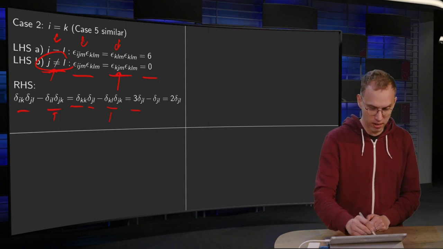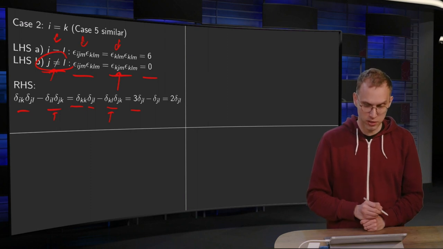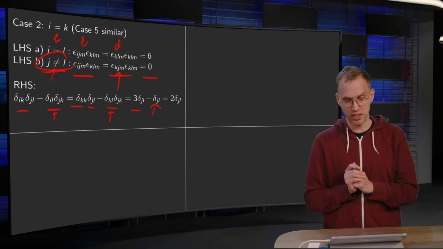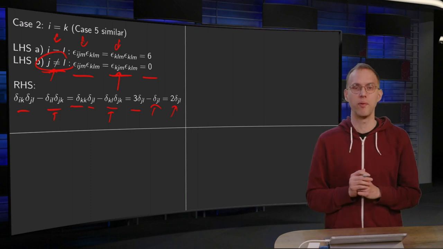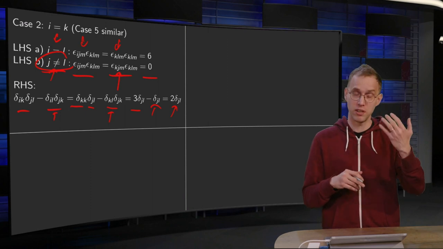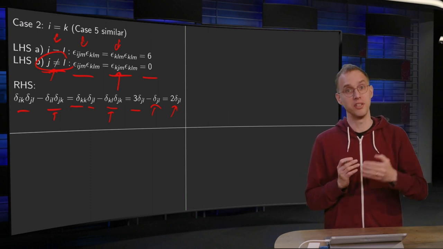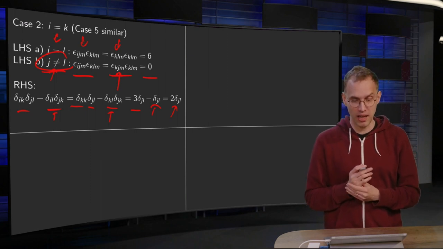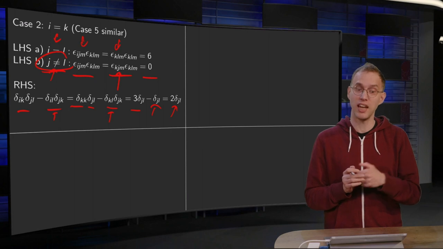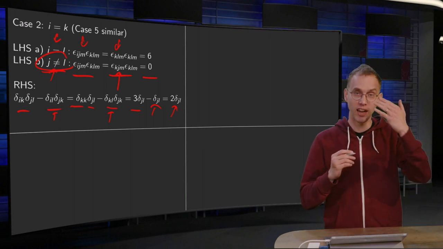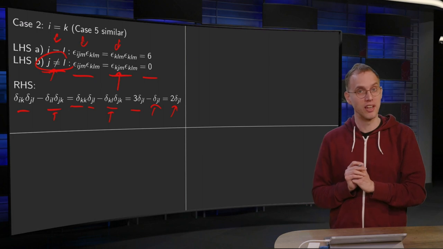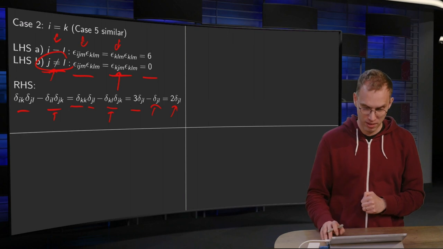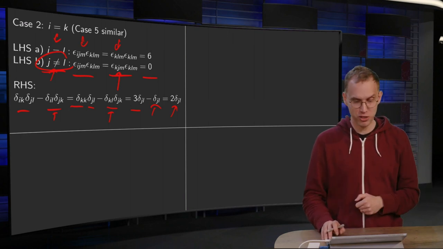And you can simplify this one by summing over the k to a delta jl. So 3 times delta jl minus delta jl yields 2 times delta jl. Now, we see if j is not equal to l, this is 0. And if j happens to be equal to l, you get 2 times delta jj, and you get the 6. So the right-hand side also, in this case, equals the left-hand side. That's case 2. Case 5 is similar. You can do that one yourself.